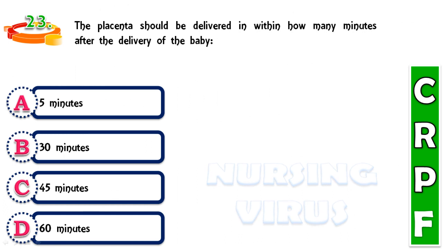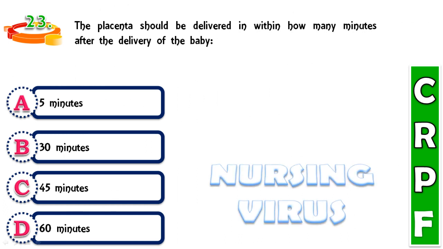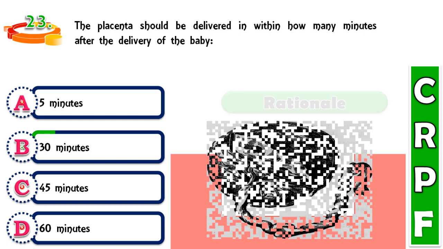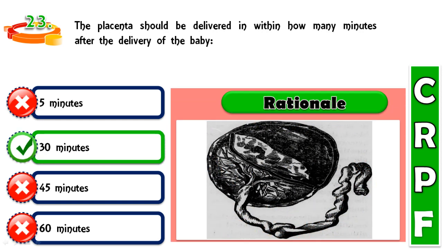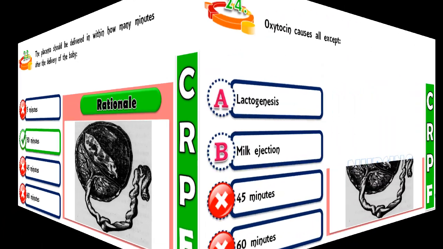23. The placenta should be delivered within how many minutes after the delivery of the baby? 5 minutes, 30 minutes, 45 minutes, 60 minutes. The correct answer is 30 minutes. Actually, in practical sessions, we consider 30 minutes up to 60 minutes for delivery of the placenta after the delivery of the baby.